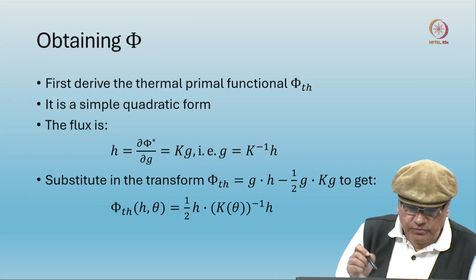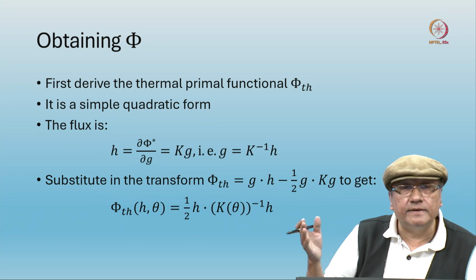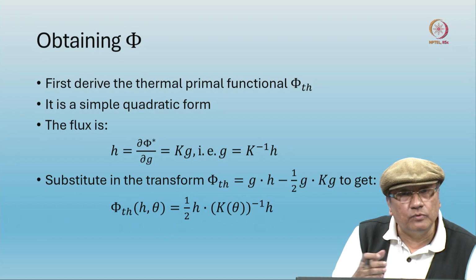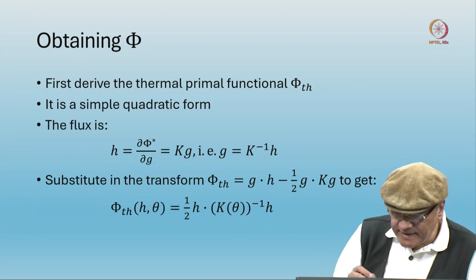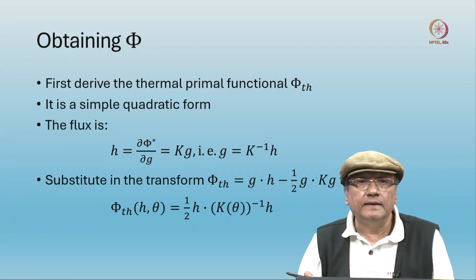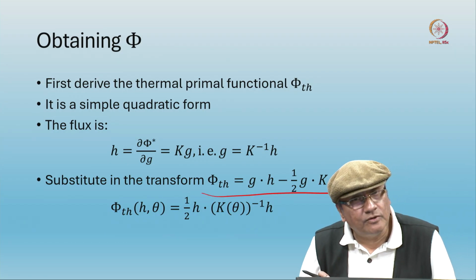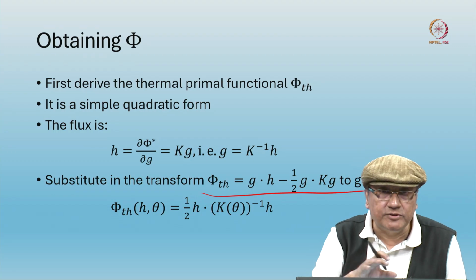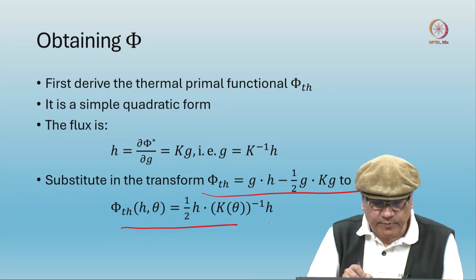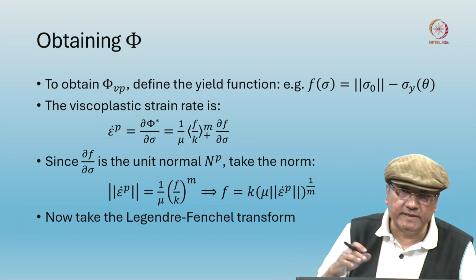Now, for the thermal part, it is very clear because the phi star is quadratic in G, phi thermal will be quadratic in H, right, with a k theta inverse, which actually directly follows from the Legendre transform. I have not shown the details here, some details are here, but it is expected that you actually derive it given the simplicity of this expression, right. So, this is the expression for phi theta, because we have been discussing the Legendre-Fenchel transform in different aspects for a long time.